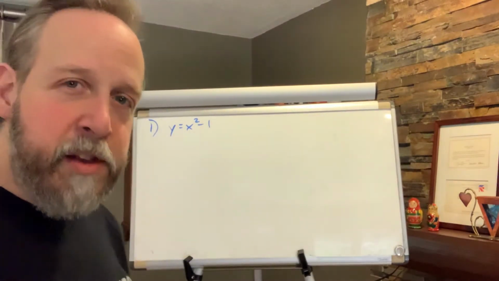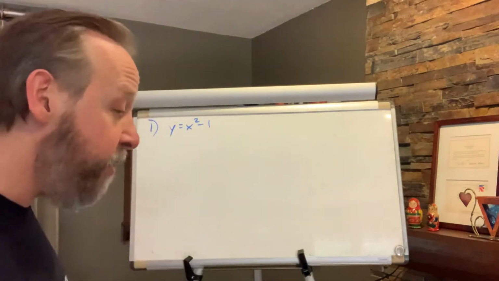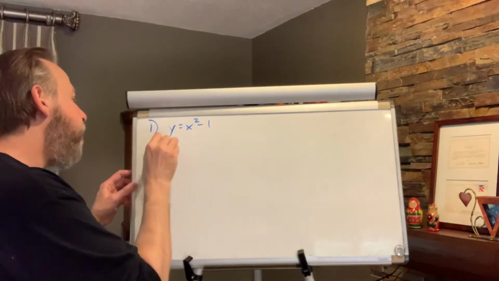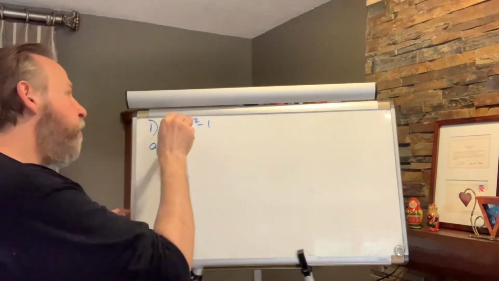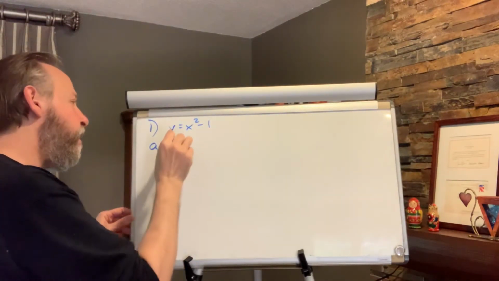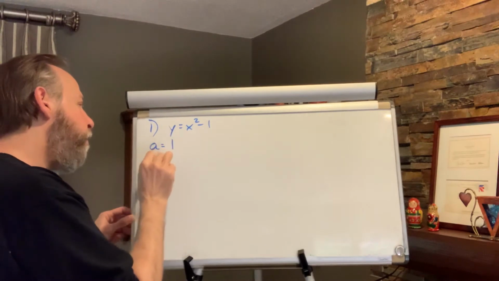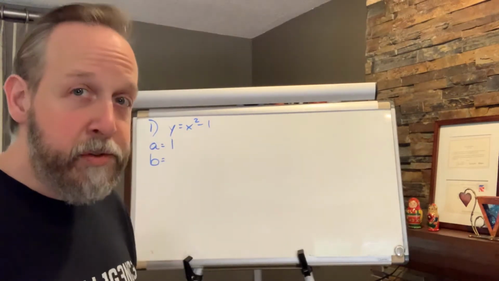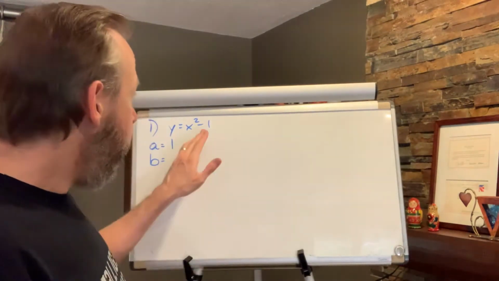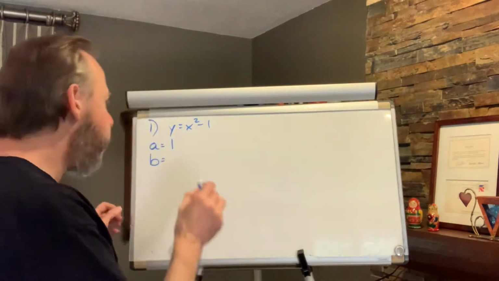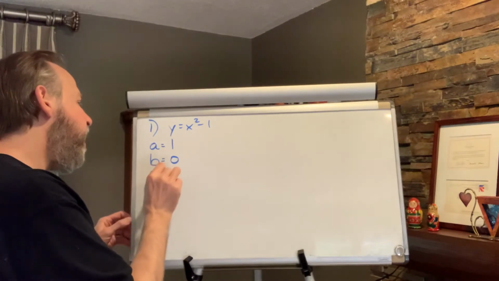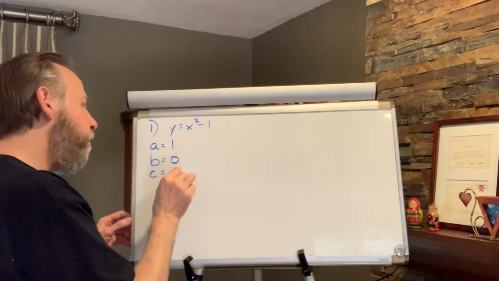So, the first thing I said you had to do, always, is carefully identify the a, b, and c values. The a is always the number that is the coefficient of x squared. When there's no visible number that is the coefficient, it's the number 1. B is the number that is the coefficient of the x term. There isn't an x term, so the coefficient is 0. And c is the constant, in this case negative 1.